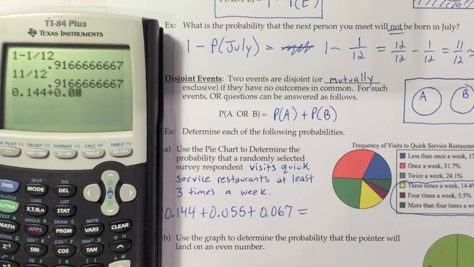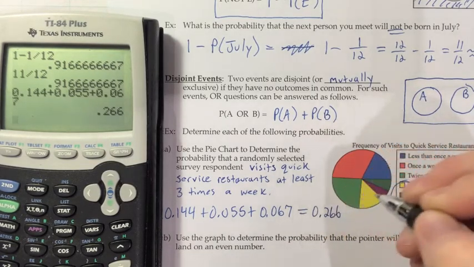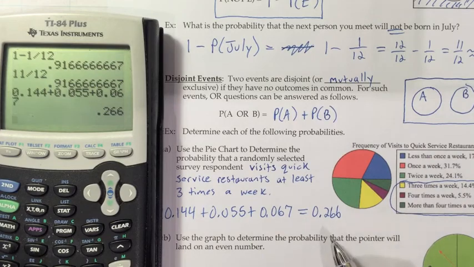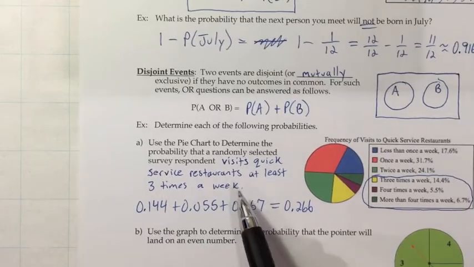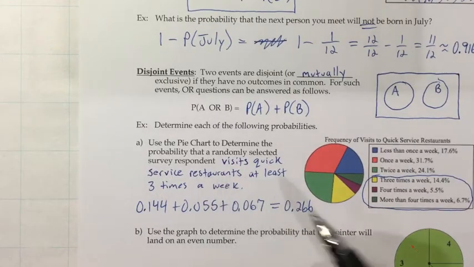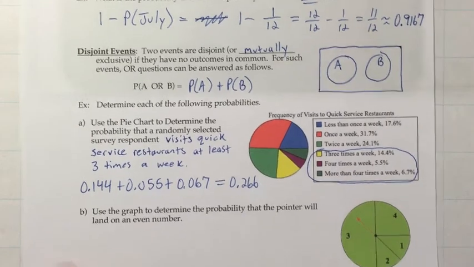0.144 plus 0.055. That's often a tricky one for people. They just want to move the decimal to the front and say 0.55, but that'd be 55%. That conversion is always moving 2 places. And then plus 0.067. So it looks like 0.266. So if I was going to interpret that, I would say there's a 26.6% chance that a randomly selected survey respondent would visit quick service restaurants at least 3 times a week.